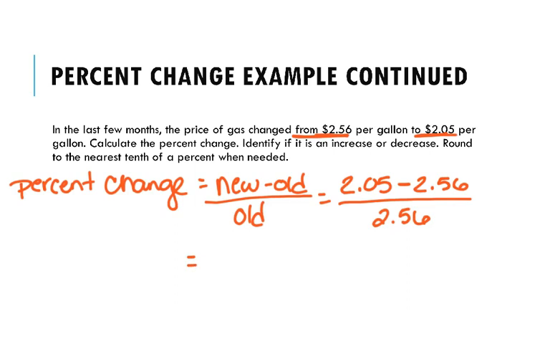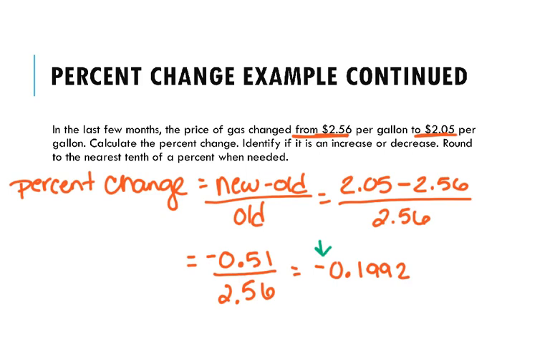So now, simplifying this, you have negative 0.51 over 2.56. Again, using our calculator, you now get negative 0.1992. Okay, so now you have this negative sign.